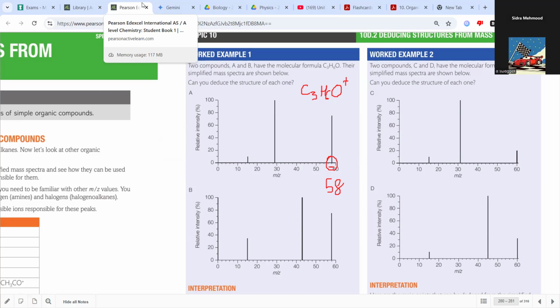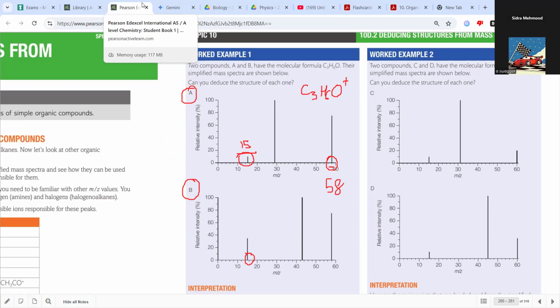Okay. So it has one of the peaks at 15, this one, which means 15 m over z. Which functional group is present at 15? Methyl group. So this is component A, this is component B. So they both have the methyl groups in common.